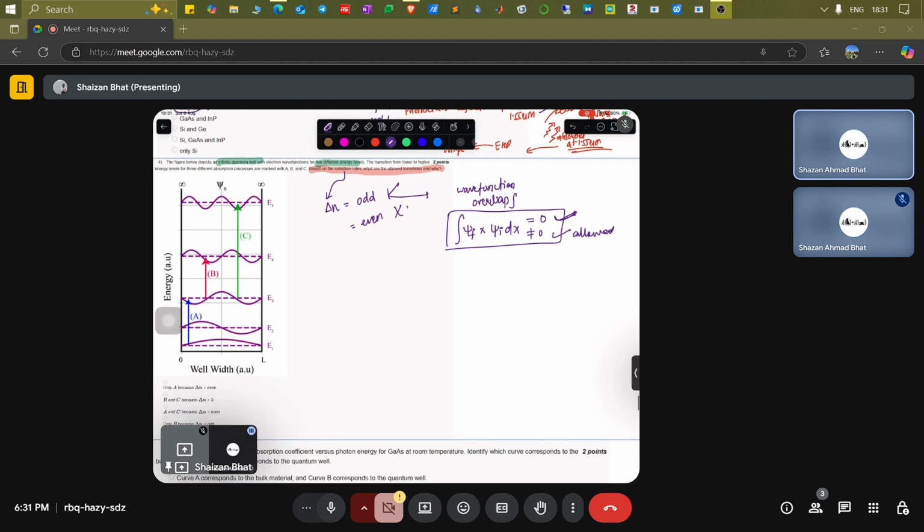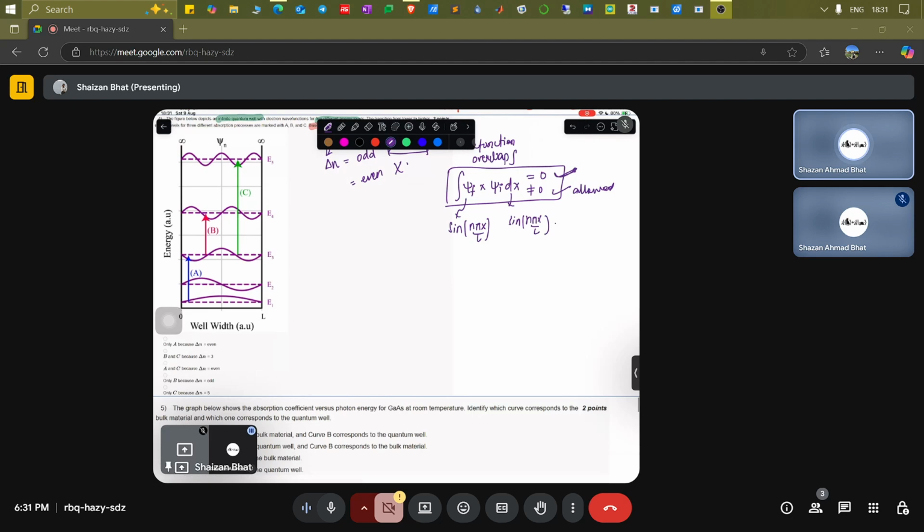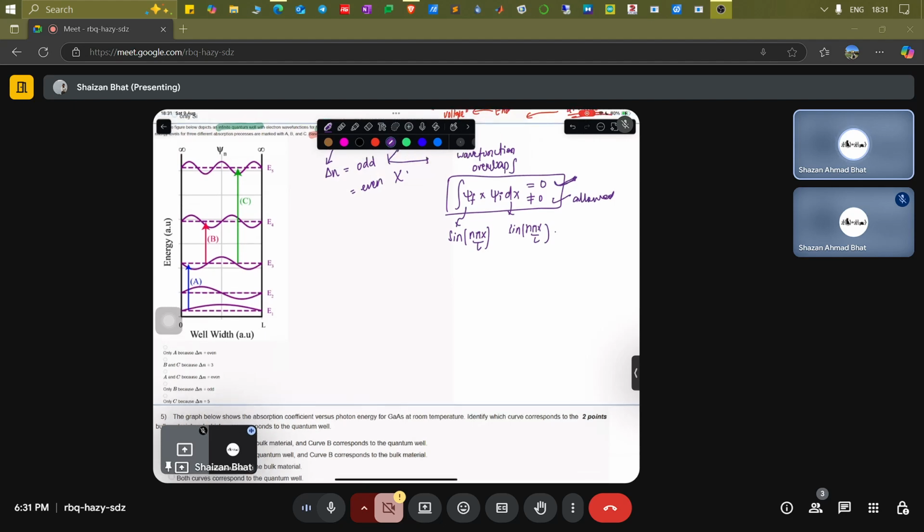And it turns out, for an infinite quantum well, you have psi f and psi i as sine functions, sine of n pi x divided by L. Now you just need to solve it, and you just need to consider the delta n. For example, if we consider the E1 to E3 transition, that means 3 minus 1, which is 2, which is even. So this transition is not possible.